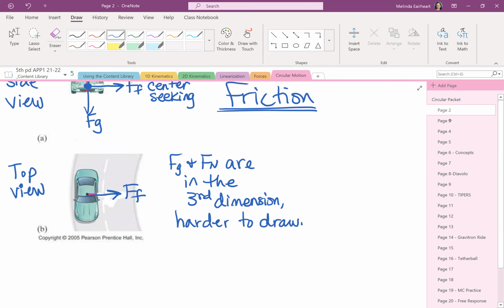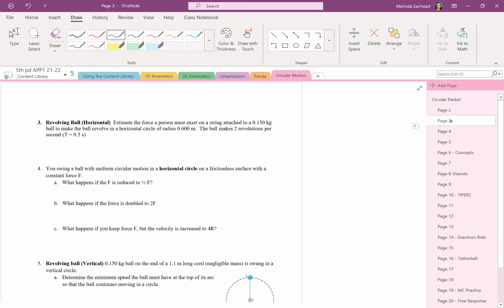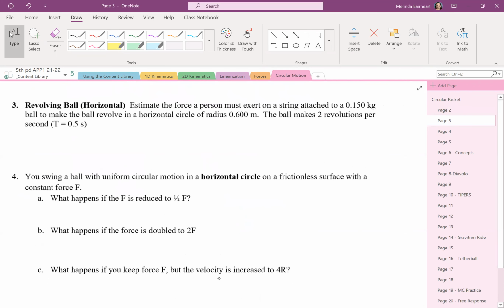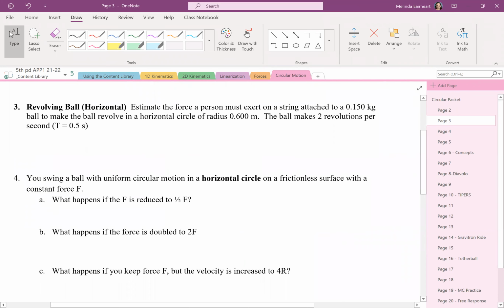Okay, let's do a little bit more. Page 3. We've got a revolving ball, and it has a hint here, it's horizontal. Estimate the force a person must exert on a string. So that sounds like an applied force on a string, but the string is going to act on the ball. So really we're solving for the tension force here.